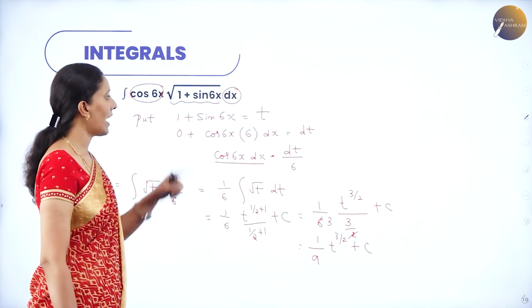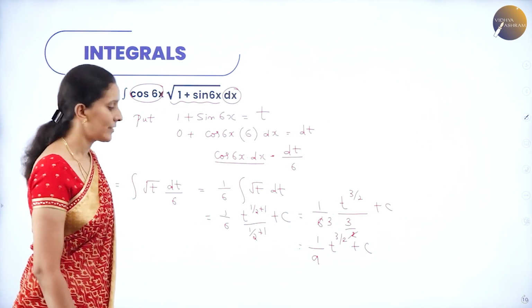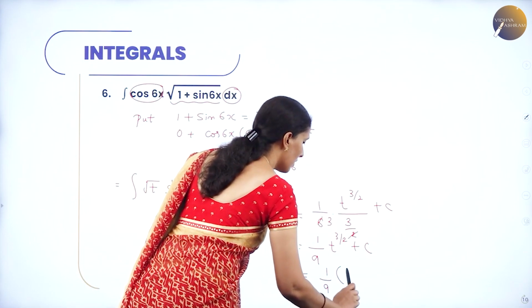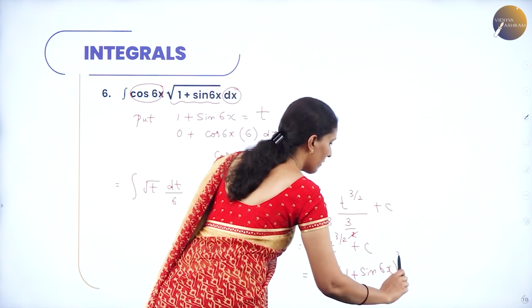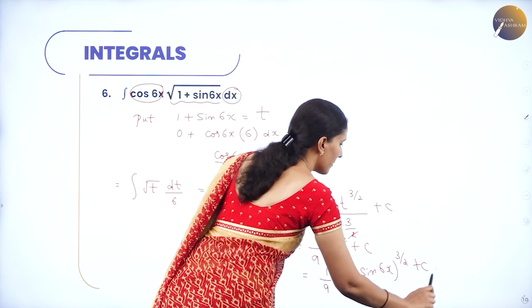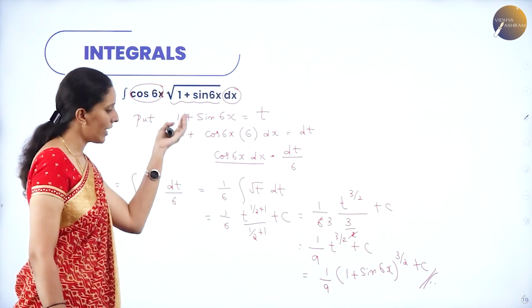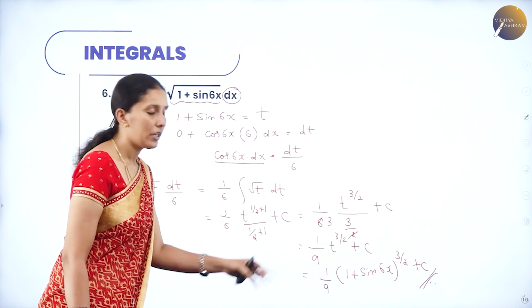But what is t we have taken? We have taken t as 1 plus sin 6x. So, therefore, the answer is 1 divided by 9, 1 plus sine 6x to the power 3 by 2 plus c. So once you have taken another parameter, then again replace back to the original function after getting it into the standard form.